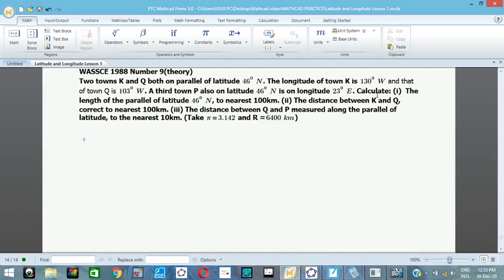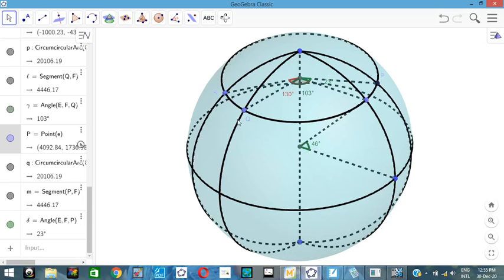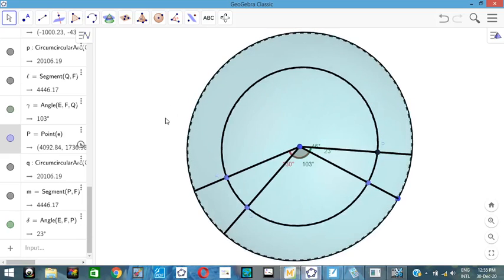The next thing is what to calculate. Number 1 says calculate the length of the parallel of latitude 46 degree north to the nearest 100 kilometer. So you want us to calculate the length of the parallel of latitude. You know what that means? So let me show you. We are calculating the full length of this circle. So this is the full length of the parallel of latitude.